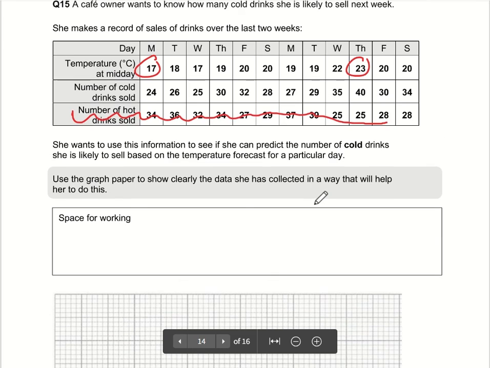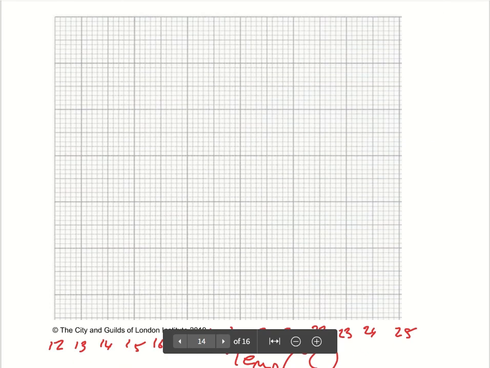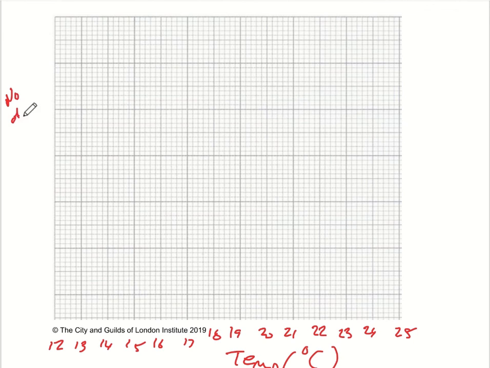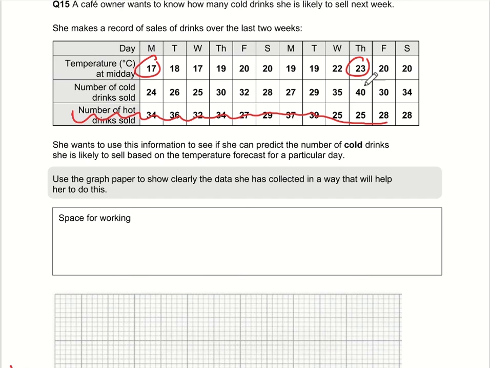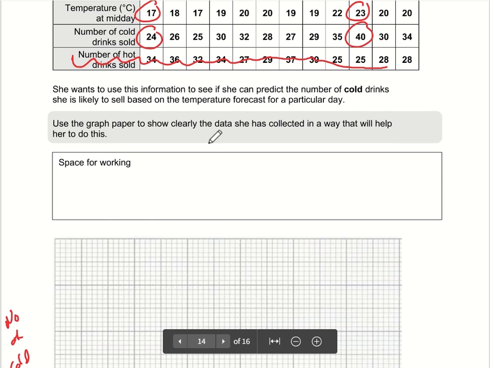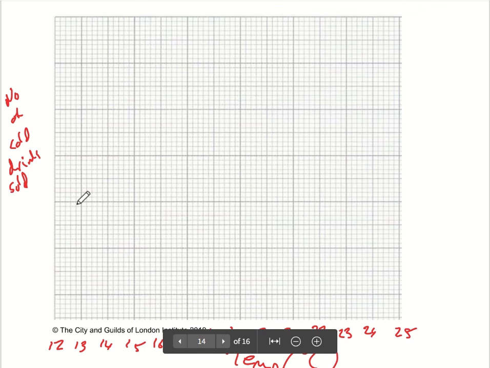Okay, so up the side, that means I need number of cold drinks sold. Here I'll just count the major lines. So we've got 1, 2, 3, 4, 5, 6, so 12 plus that one is 13. And we are going up to 40, and I believe the lowest should be 24. So if we're going from 24 up to 40, then we've got 13 lines. How are we going to do that?